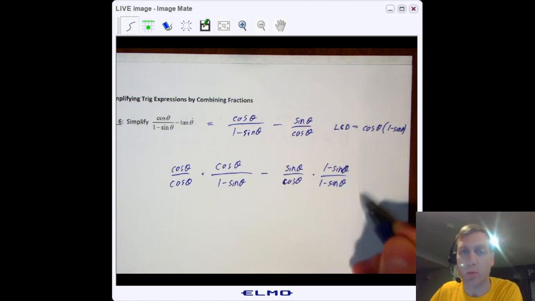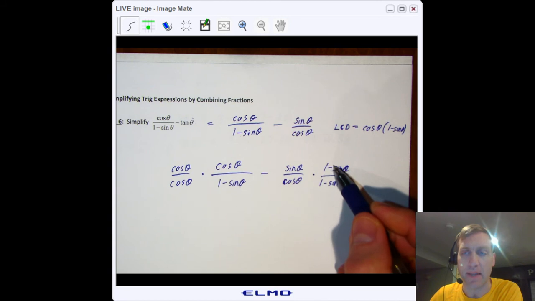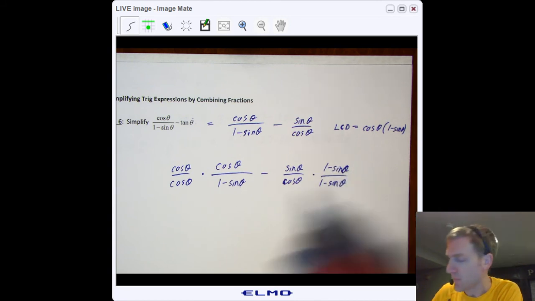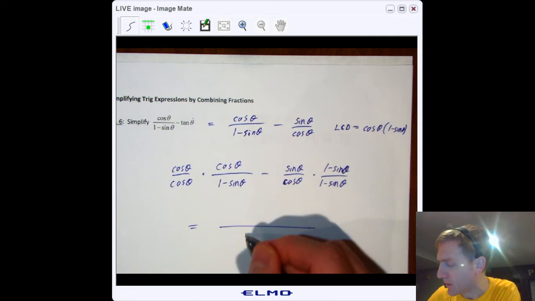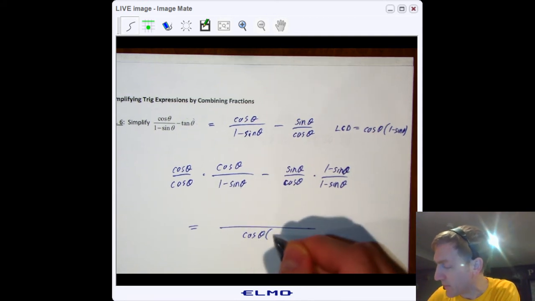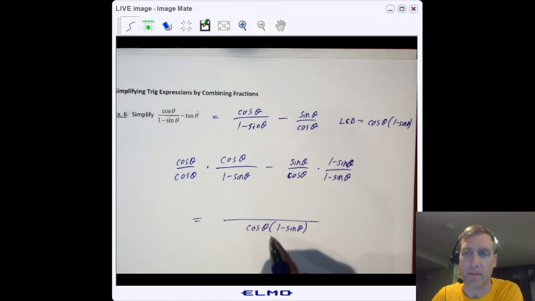Right? This is a skill we use all the time in math. We get a common denominator by multiplying a fraction by the same thing on the top and the bottom. Okay, so what do I have now? I have my common denominator is cosine theta times 1 minus sine theta. All right, and do not multiply that out. Leave that in factored form. You'll see why in a little bit.